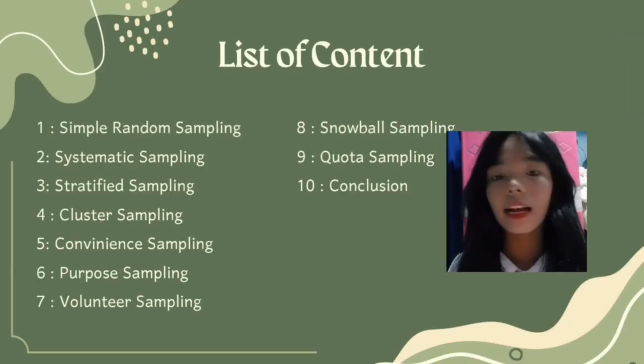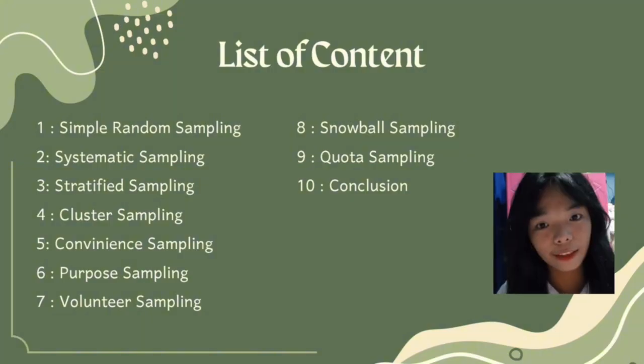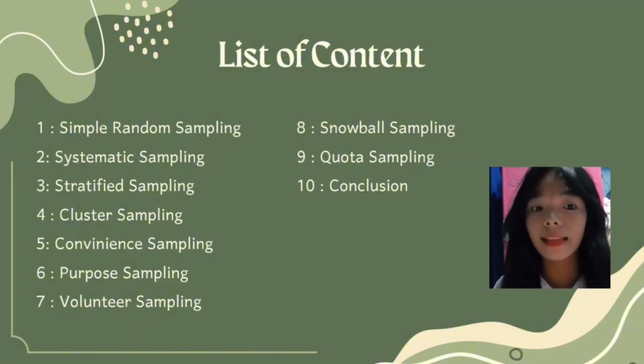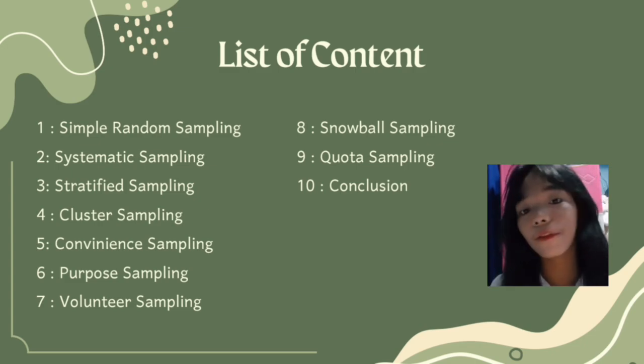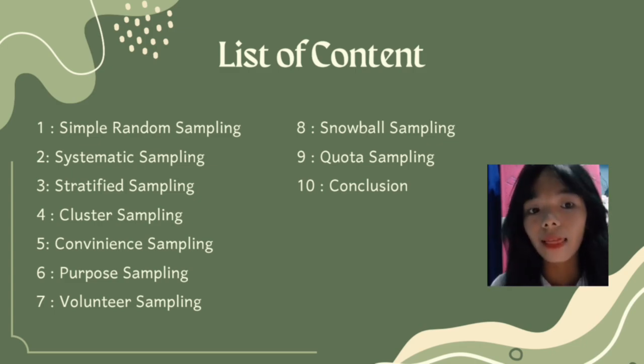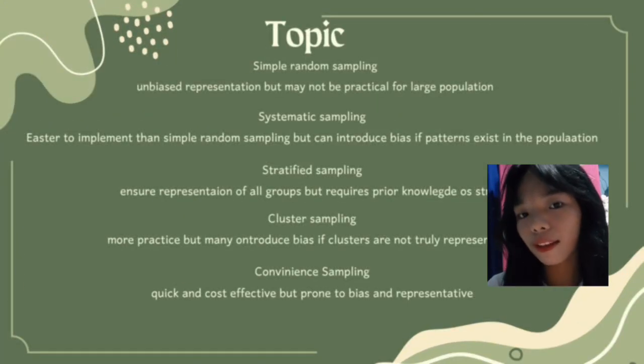Let's proceed. We are talking about the 8 types of sampling. First, simple random sampling. The second is stratified sampling. The third is cluster. The fourth is systematic sampling. And the fifth is convenience. The sixth is volunteer sampling. And the seventh is snowball sampling. And the last is quota sampling. Let's proceed to discuss the first sampling, which is simple random sampling.